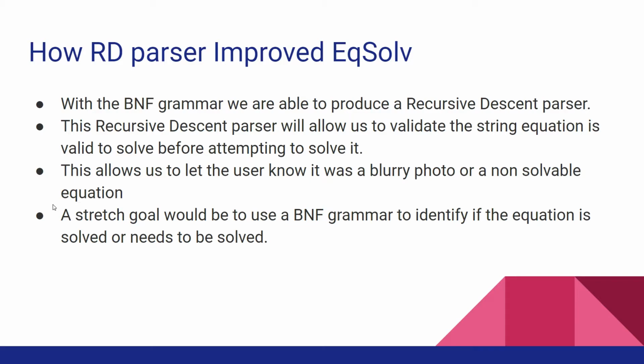So how does the RD parser improve EQ solve? With the BNF grammar, we are able to produce a recursive descent parser. This recursive descent parser will allow us to validate the string equation is valid to solve before attempting to actually solve it. This allows us to let the user know if it was a blurry photo or it was a non-solvable equation. And then a stretch goal for this would be to use the BNF grammar to eventually identify if the equation is solved or needs to be solved.